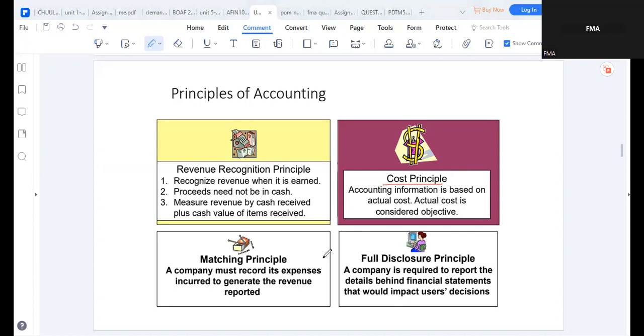Then the matching principle assumes that you need to record expenses incurred to generate the revenue. So the matching concept is also called the accruals concept. It says a company must record its expenses incurred to generate the revenue. So this also means that even if you have not yet paid salaries, you need to record them as incurred because you've enjoyed the benefit of the workers. So this is called the matching or the accruals concept. And the full disclosure principle simply assumes that a company is required to report the details behind the financial statements.